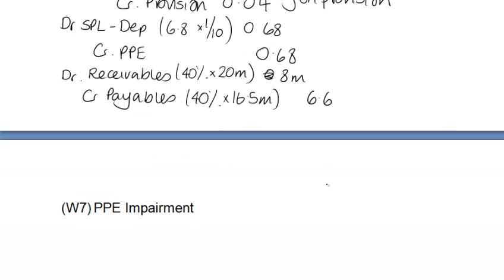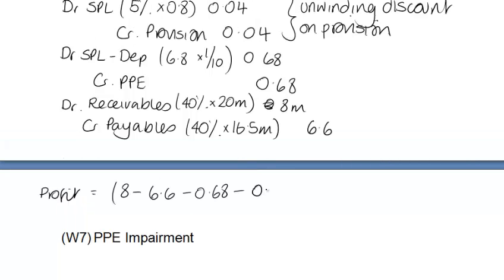How much profit have we made? Well, the profit is going to be the 8 million less the 6.6 costs less the depreciation of 0.68 less the unwinding of the discount of 0.04, which works out as 0.68.